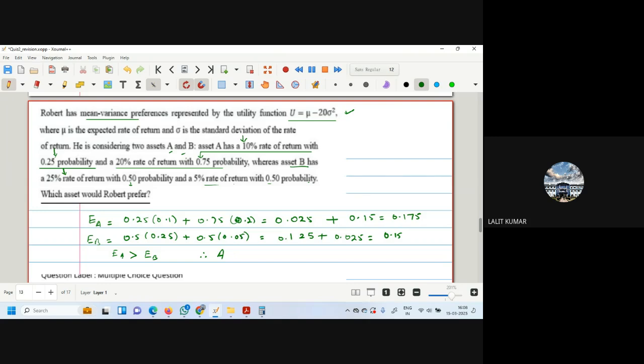So what we have to do is find the expected return of A, using the probabilities and returns, so we get one value, and we find the expected return of B, which is 0.15. So expected A is more than expected B, so therefore we will select A. Okay. But while solving this question, we have not considered this U. So we had to use this U also.